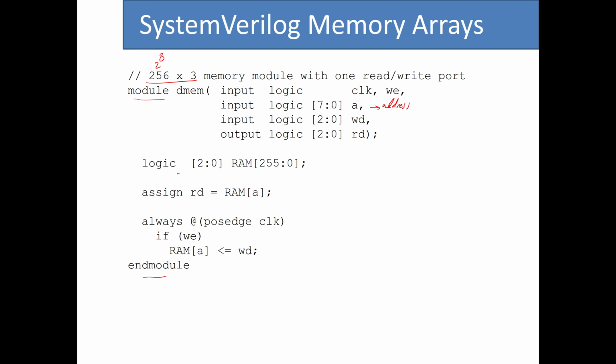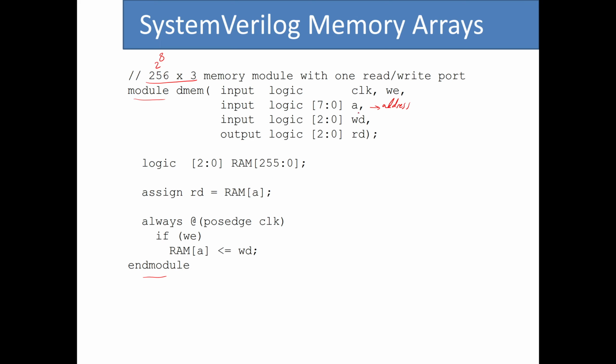So inside this, I'm going to define a logic value, which size being 2:0. So that's the size of each word. But for the size of the whole memory, we have 256 rows. So I just named this logic variable RAM, and I specify the number of rows inside the square bracket 256:0. So if I want to read anything from the memory, I just say assign RD, basically the output of this module, to be RAM inside the square bracket A.